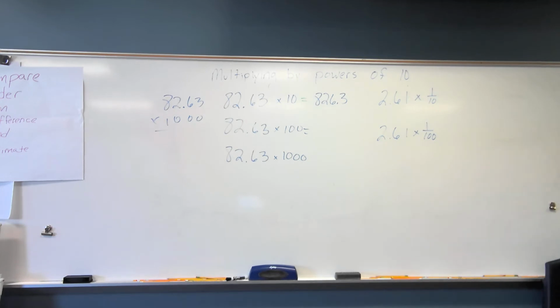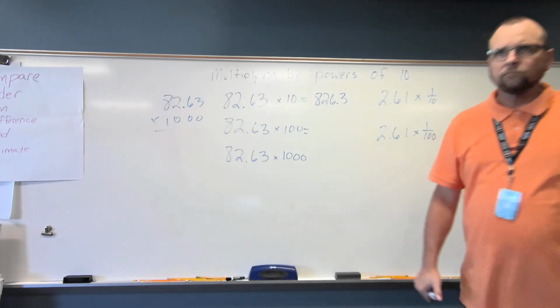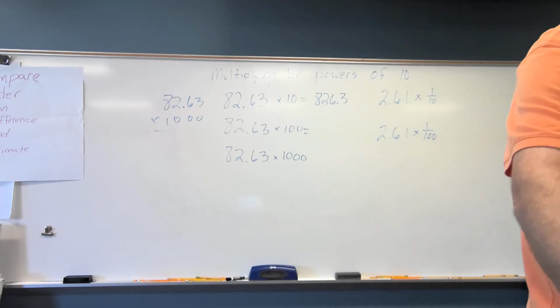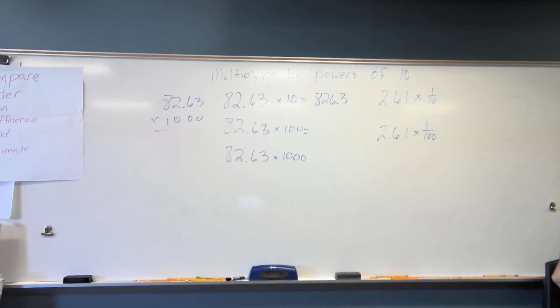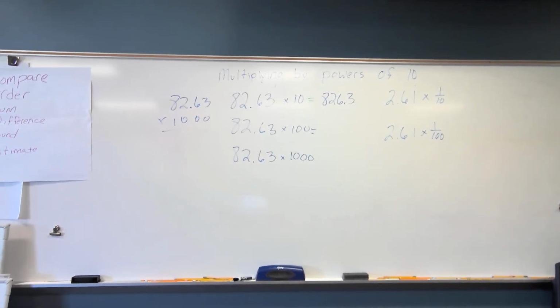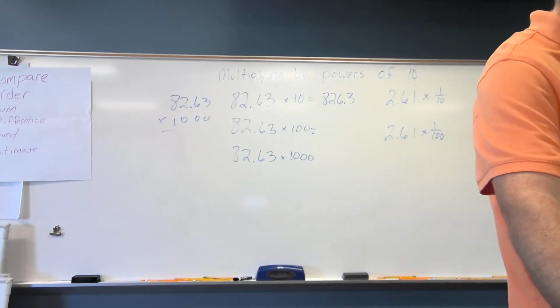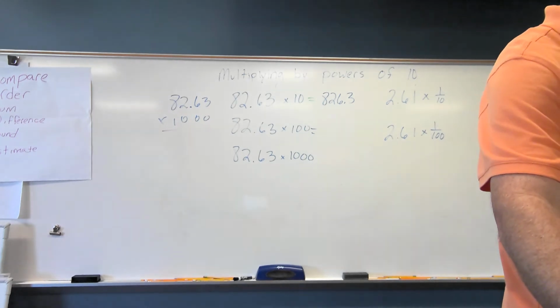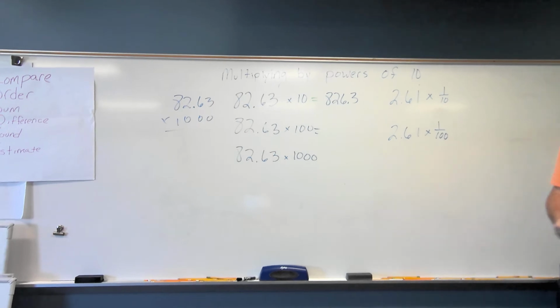Seth. Zach, 82 and 63/100 times 100. Zach isn't here. He's not. Where'd he go? He's never here. And then, of course, she came up next. So, Brad, 82 and 63/100 times 100.